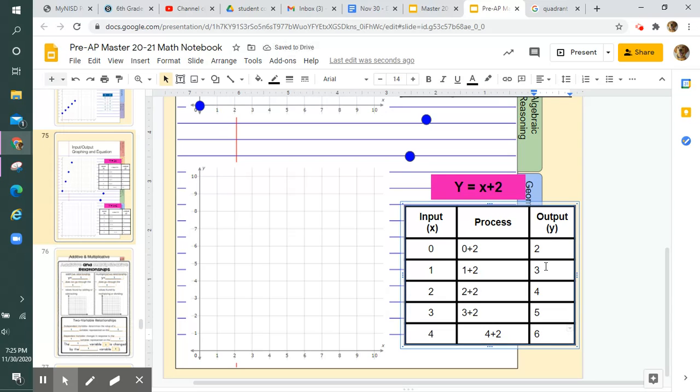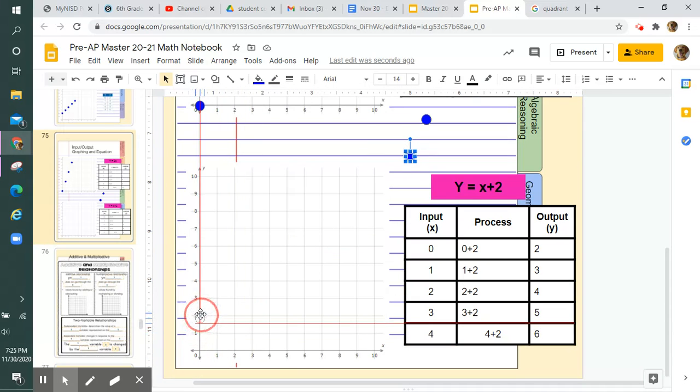Okay, now again, we're going to graph them. So we're going to look at our x values, which are over here on the left, and our y values, which are over here on our right. Okay, so x is 0, y is 2. So we're going to go from 0 and then up to 2 here. Okay, and then x is 1, y is 3. So we're going to start at 0, go to the right 1, and then up 3.